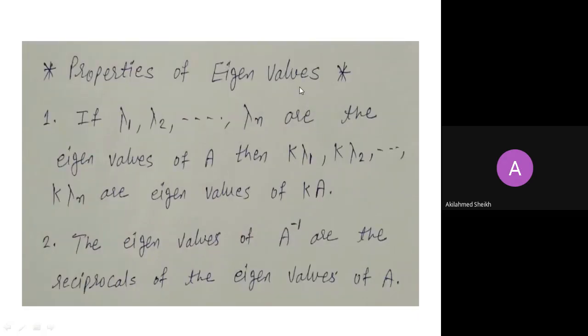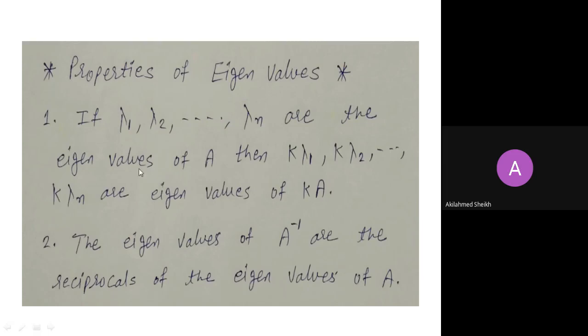Now here, there are some properties of eigenvalues. First, if we assume the given matrix is n by n, we get n eigenvalues. If the given matrix is 2 by 2, we get 2 eigenvalues. If the matrix is 3 by 3, then we get 3 eigenvalues.